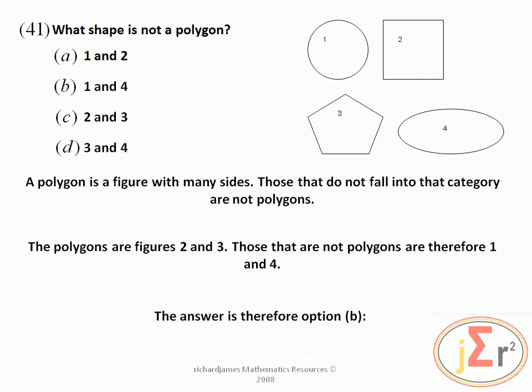1 and 4 is represented by option B. So the answer is option B.